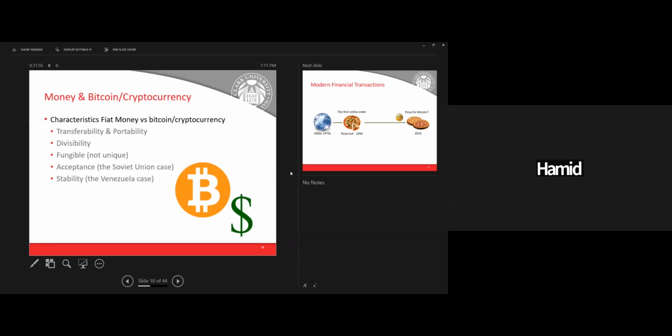In terms of acceptance, fiat money has wider acceptance. You can go everywhere and people can recognize it. But there are some examples, like the Soviet Union and Venezuela, whose fiat money is not accepted in many parts of the world. Stability: there are some methods, but they aren't everywhere. I talked about the examples, but in major cryptocurrencies, the amount of issued coins is stable. People cannot add more, so there won't be any new issuance. So it brings some stability.